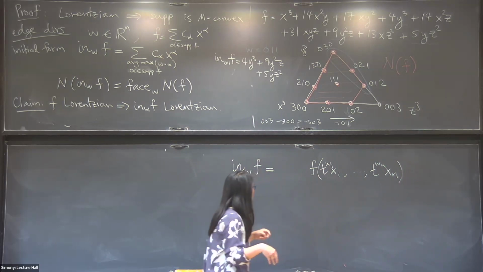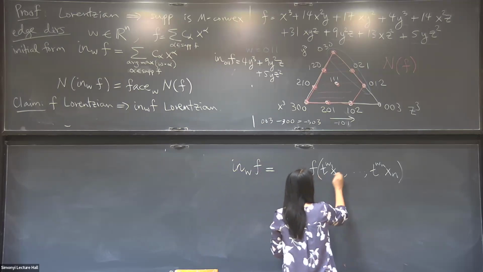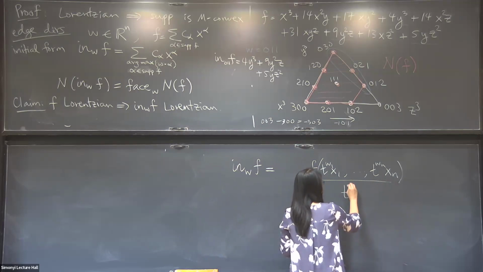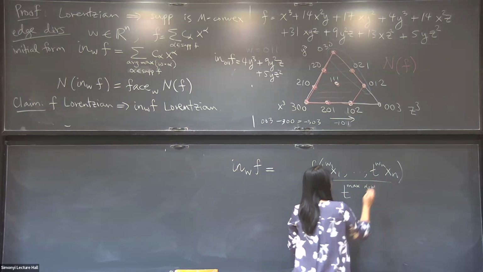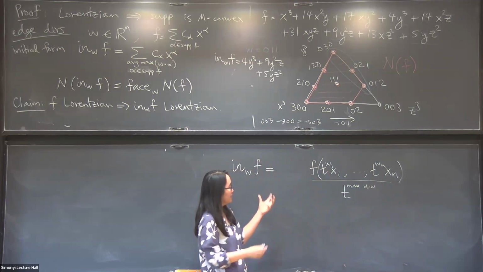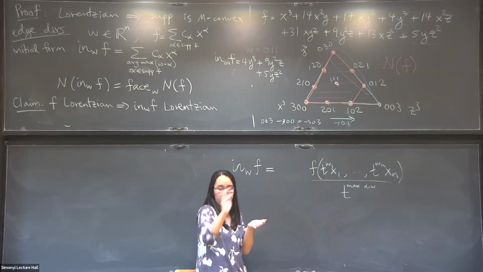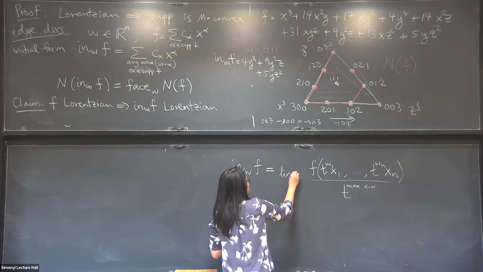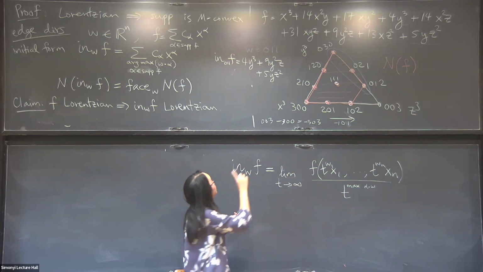Okay, so what you're going to do is divide by the maximal one. So you take T to that maximal dot product. That means the initial form doesn't have any more T, but the other ones come with T's in the denominator. And then if you let the limit as T goes to infinity, they all disappear. Okay, so let's do an example.